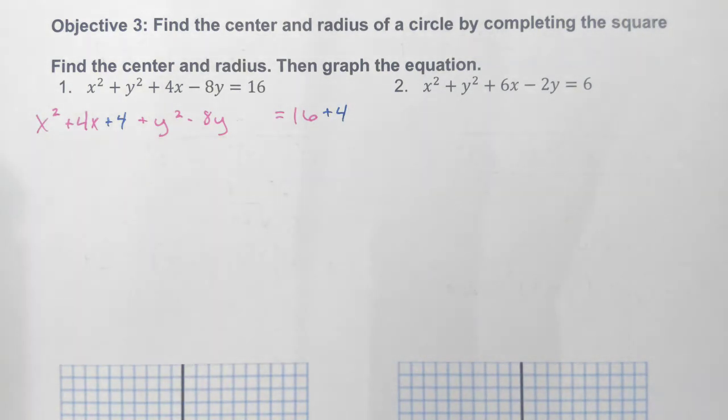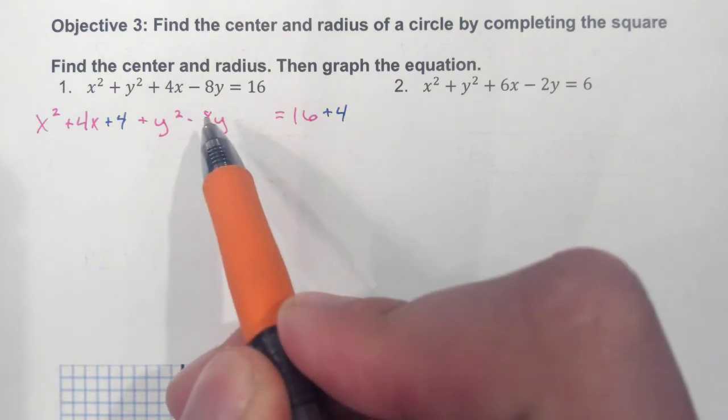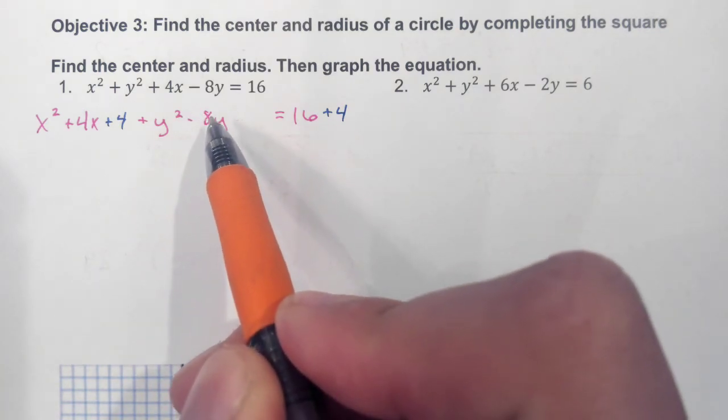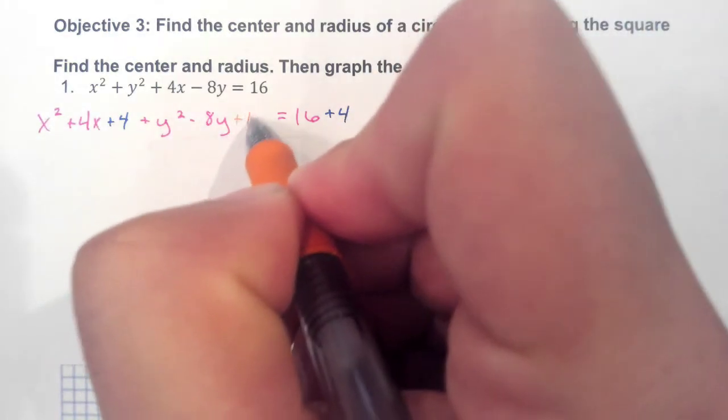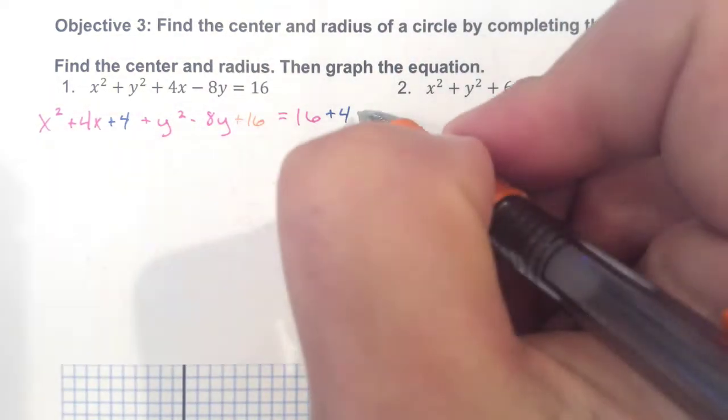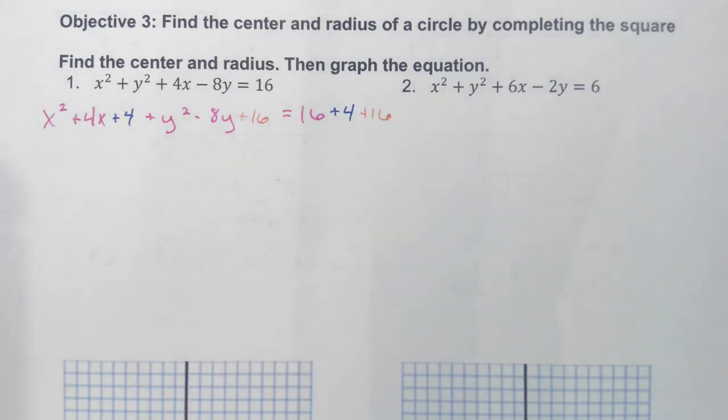So what's half of 8? And we don't worry about the negative because we square it anyway. It's going to end up being positive. So what's half of 8? 4. What's 4 squared? 16. So we add 16. If I add 16 to the left side of the equation, I have to add 16 to the right side of the equation.